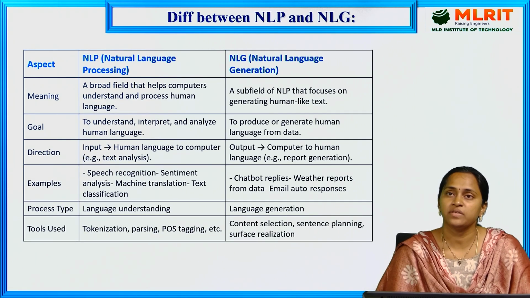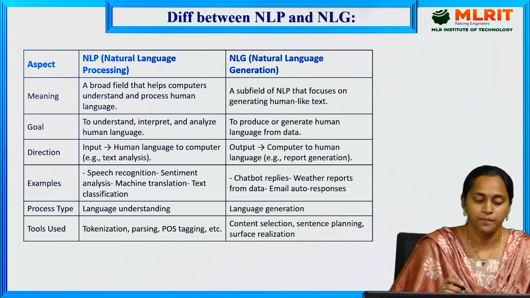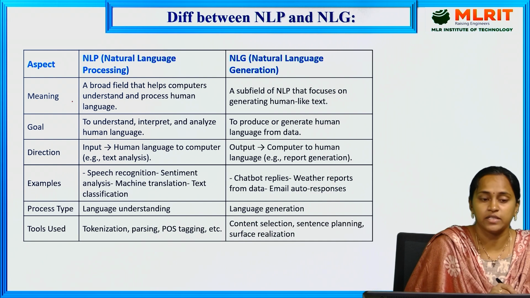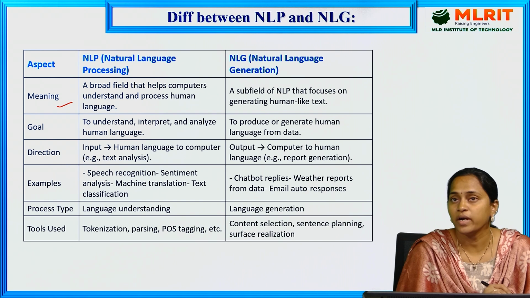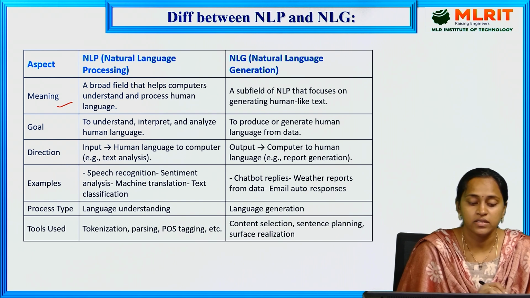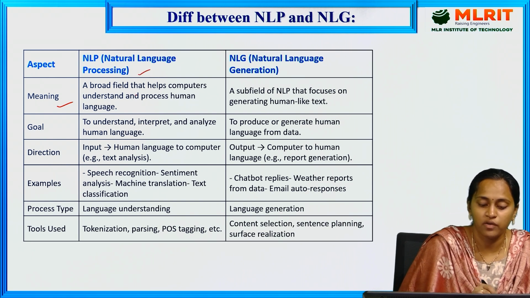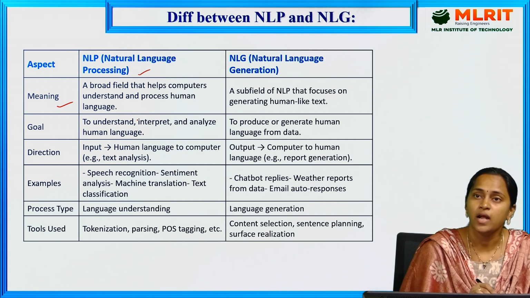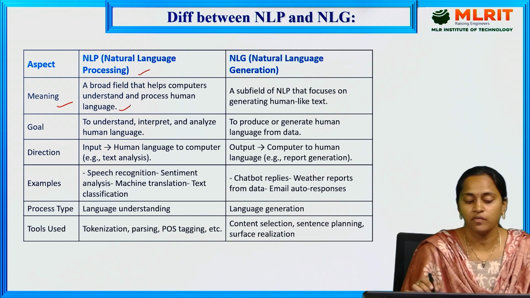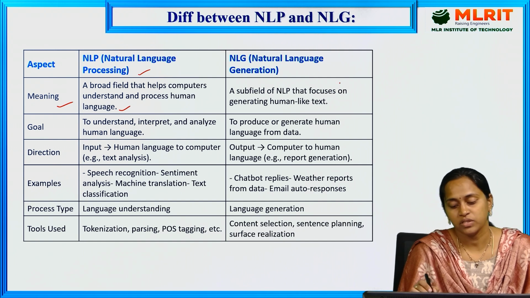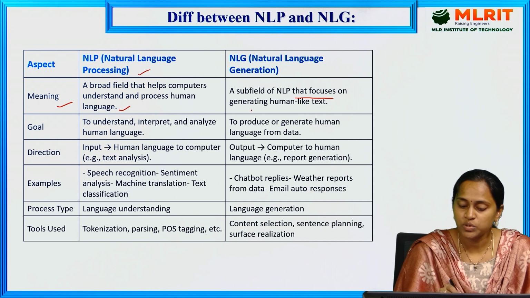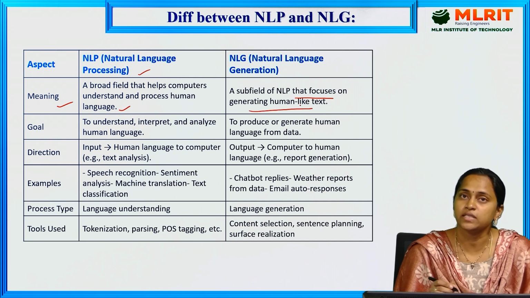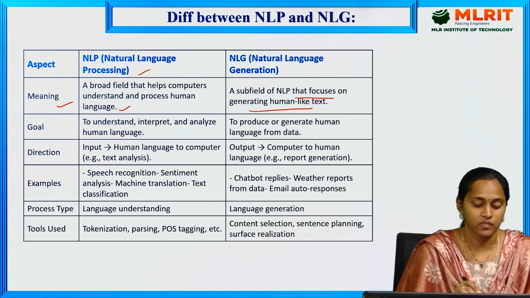Coming to the difference between natural language processing and natural language generation, right? First, what is the meaning of natural language processing? It is the ability of a computer program to understand human language as it is spoken. It is a broad field that helps computers understand and process human language. Now, what is the definition of natural language generation? This is a subfield of NLP that focuses on generating human-like text. It takes machine-readable data and transforms it into human understandable text.